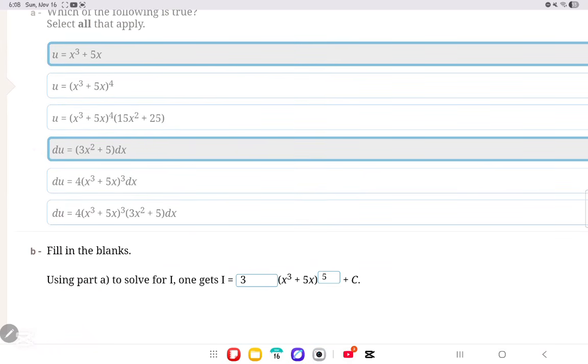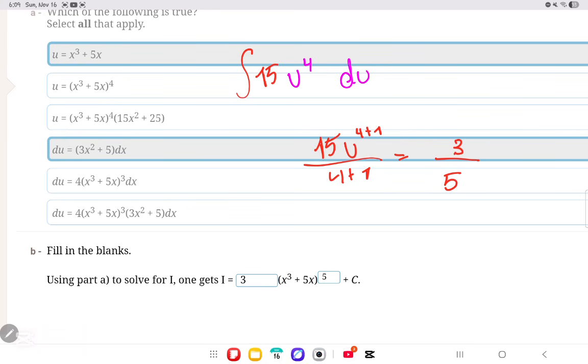Now we move on to part B. Using part A to solve for I, one gets I to be, so now we have it to be what? We have it to be 3 times u to the power of 4 du. Now we need to do the integration, right? So it's going to be 3 u to the power of 4 plus 1 over 4 plus 1. Sorry, it was 15u to the power of 4. So it's going to be 15 u to the power of 4 plus 1 over 4 plus 1, which is going to give me 3u to the power of 5.